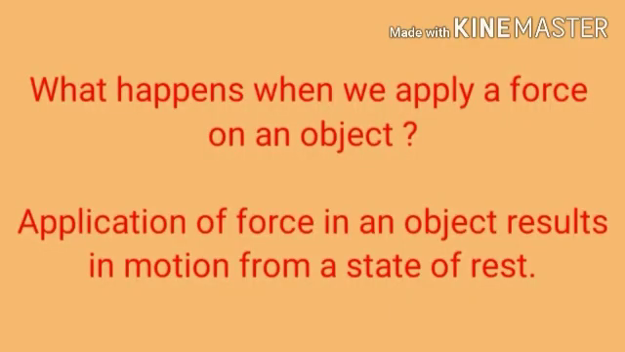Now, what happens when we apply a force on an object? For example, take a book, keep it on the table. Now the book is at rest. Now you push the book on the table. The book begins to move. Before, the book was at rest, only after we pushed it, the book moves. So, the application of force on an object results in motion from a state of rest.